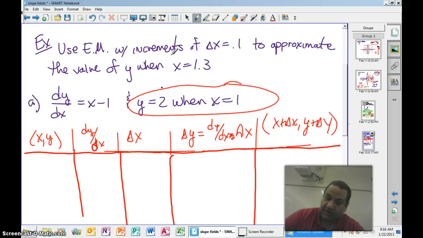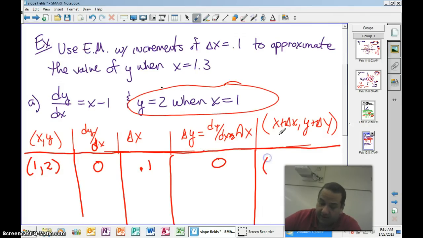Use Euler's method with increments of 0.1 to approximate the value of y when x is 1.3. So I'm going to start out y equals 2 when x is 1. All right? So now dy dx, I'm going to plug in. There's no y, so that's okay. It's 0. 1 minus 1 is 0. Delta x is 0.1. Delta y is equal to this times that. That's 0. Delta x and x is 1.1, comma 2.